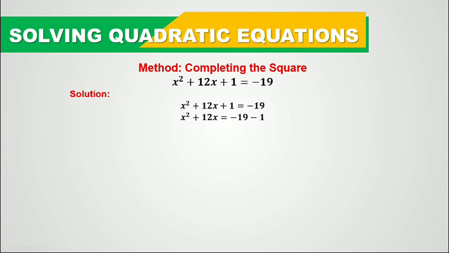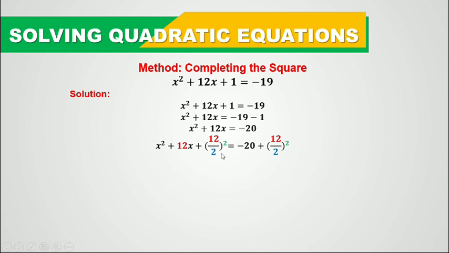And then let's simplify this further. So this becomes x squared plus 12x equals negative 19 minus 1, that's negative 20. And then we are now going to add a constant to both sides of the equation. How are we going to do that again? All you need to do is divide the numerical coefficient of the middle term by 2, and then square it. So x squared plus 12x plus 12 over 2. This is the numerical coefficient of the middle term, right? 12 divided by 2, and then square the answer.